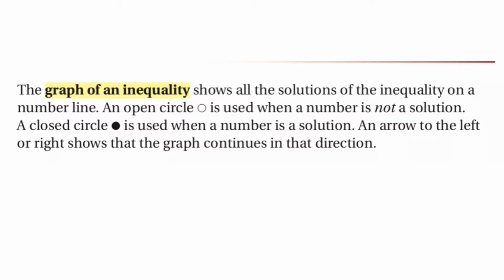The graph of an inequality shows all the solutions of the inequality on a number line. An open circle or an open dot like that is used when a number is not a solution. A closed circle is used when a number is a solution. An arrow to the left or to the right shows that the graph continues in that direction. Let's look at an example to see what we're talking about here.